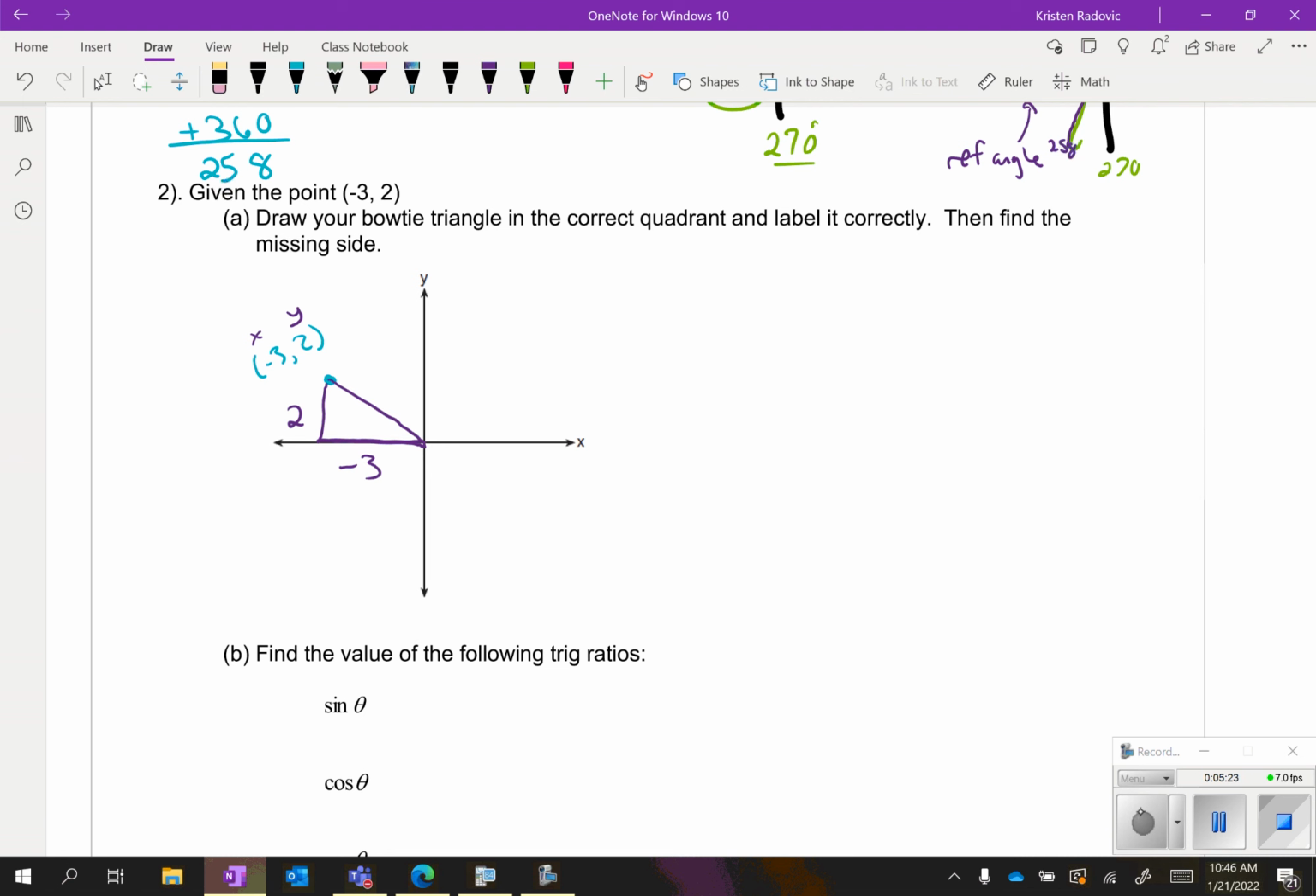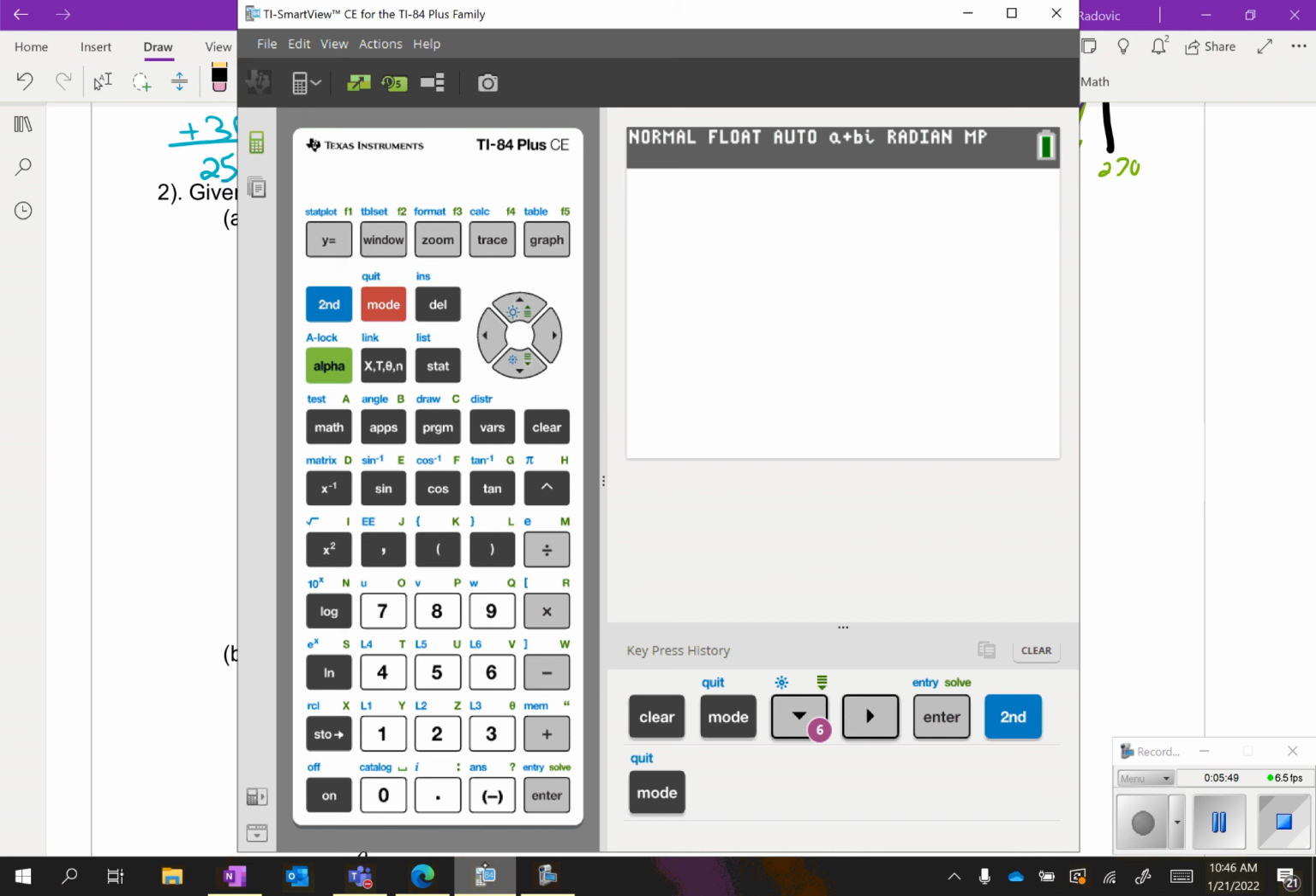In order to find the missing side, you are going to use the Pythagorean theorem, a squared plus b squared equals c squared. Keep in mind that c squared is always your hypotenuse. So I have 2 squared plus -3 squared equals x squared, because that's what we're trying to find. What is the hypotenuse? 2 squared is 4. Please be careful. You need to use parentheses in your calculator.